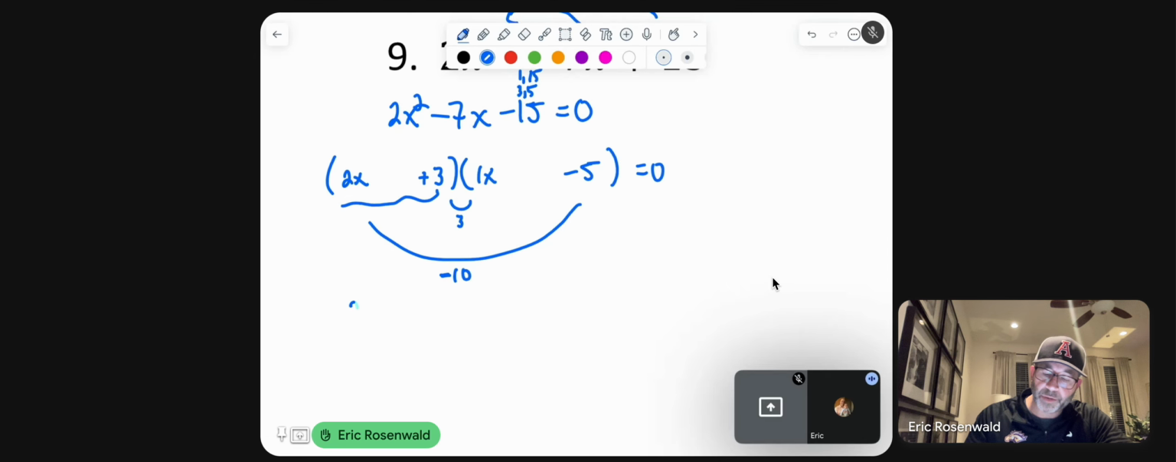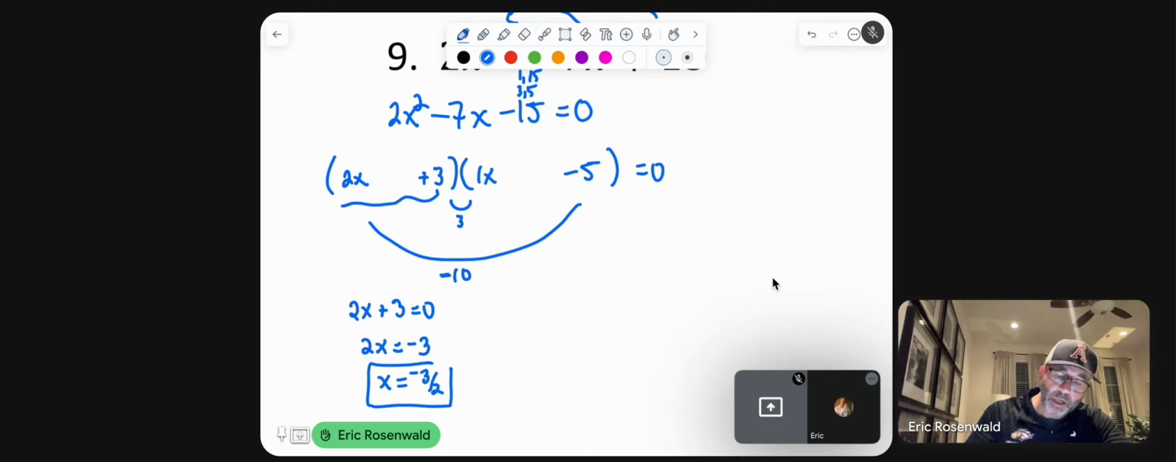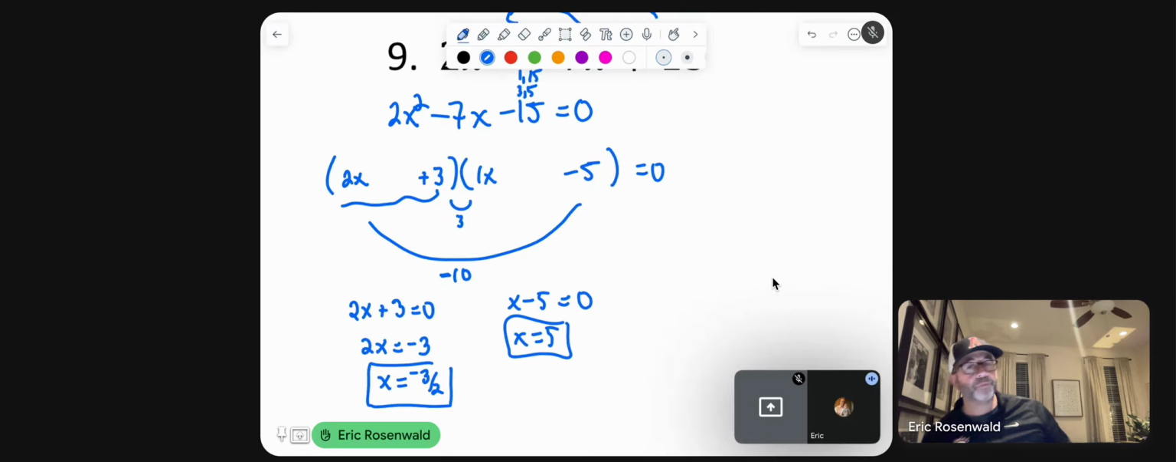So let's go ahead and solve this. We get 2x plus 3 is equal to 0. 2x is equal to negative 3. Divided by 2, we get x is equal to negative 3 over 2. And then we have x minus 5 is equal to 0. Solve for x, we get x is equal to 5. And there's your two answers.